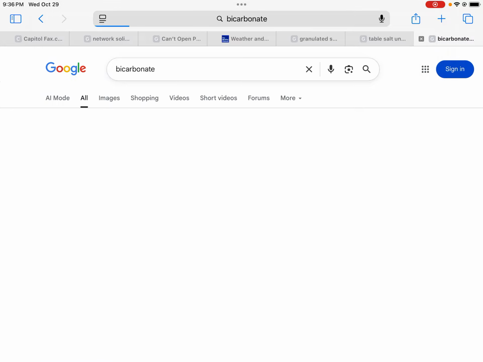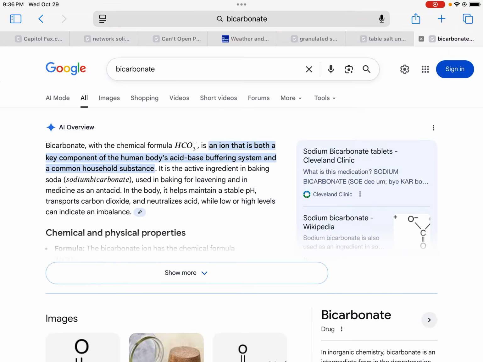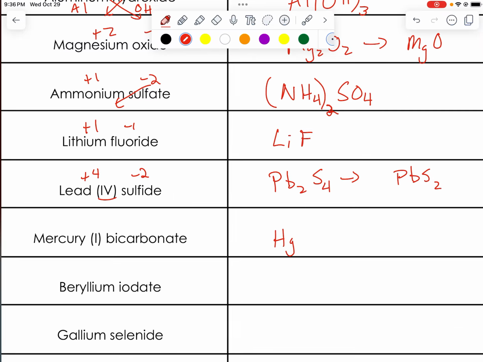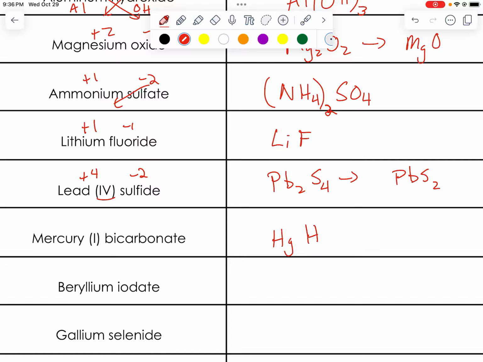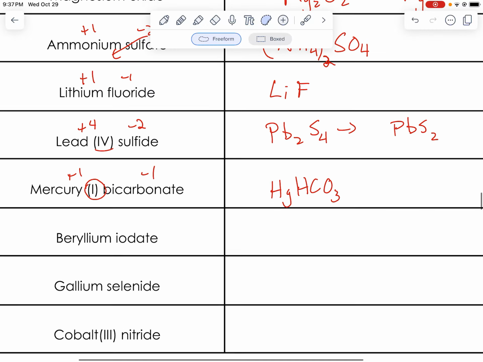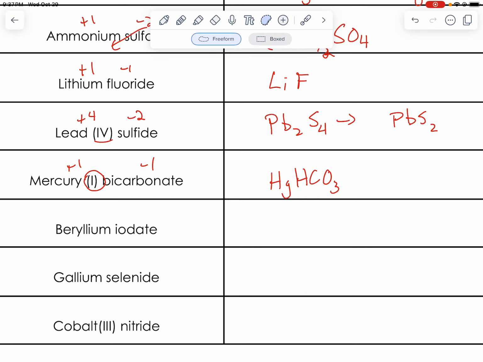Bicarbonate. All right, HCO3 -1. It's a +1, -1 charge because you got a Roman numeral 1. So I don't actually have to change anything. And that's it.